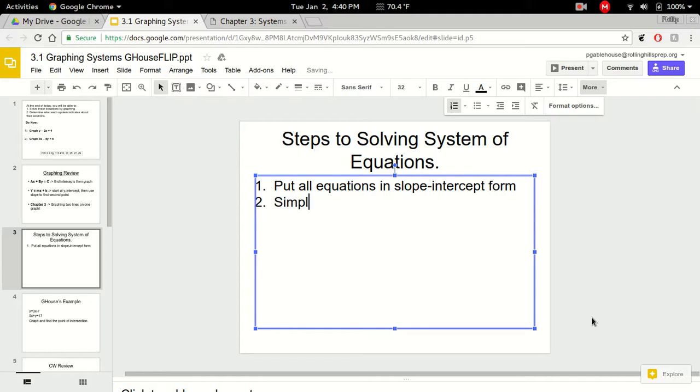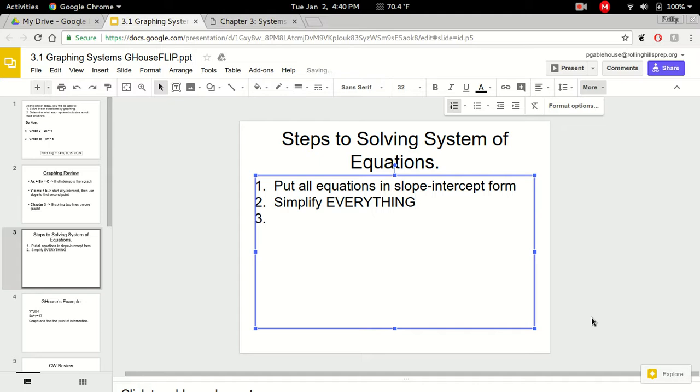Step number 2 is you want to simplify everything. If there's anything that you can factor out of all the different terms of the equation, you want to do that. You want to put it in simplest terms. I'll show you an example of that a little bit later on, and you can work through it and see what you can do.